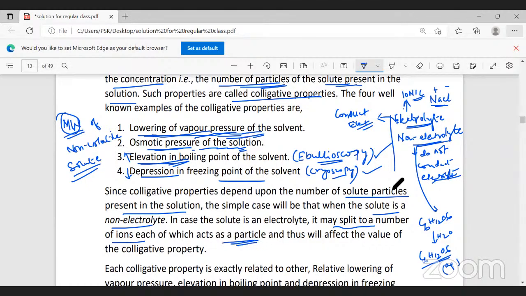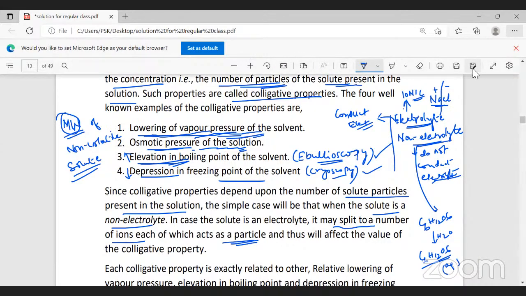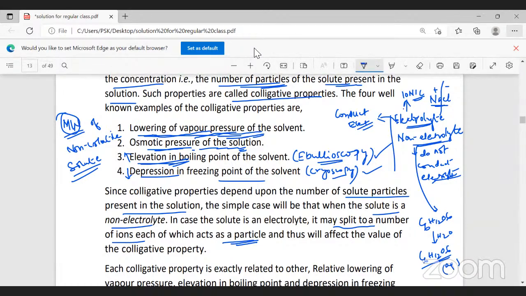Here we were talking about NaCl. NaCl is one molecule, but when we dissolve it in water, what happens? It dissociates, splits to form Na plus and Cl minus. So this Na plus will behave like a particle, Cl minus will behave like a particle. But in case of glucose, since it does not undergo splitting, how many glucose molecules are dissolving? Those many glucose molecules will be present in the solution. Did you follow? Because it does not undergo splitting. It does not undergo dissociation.